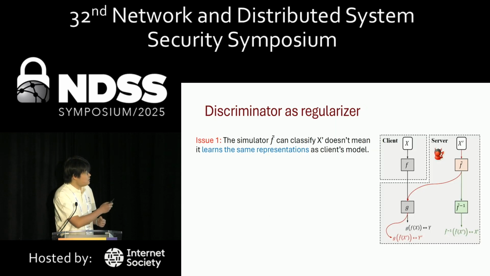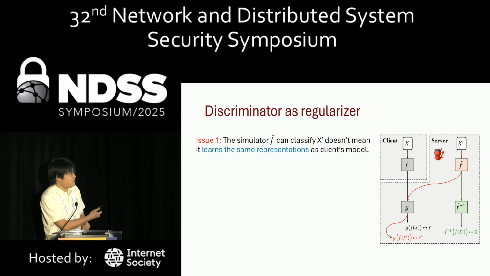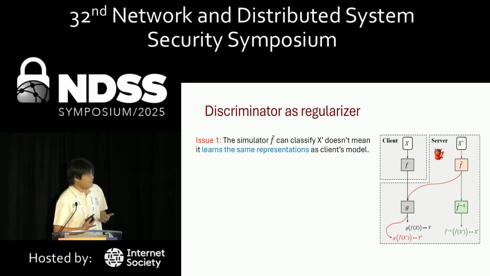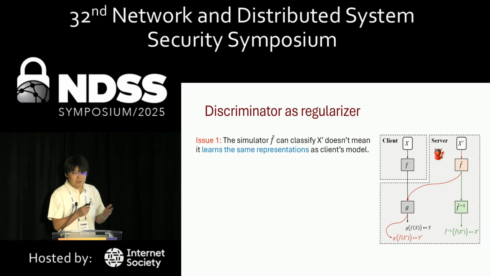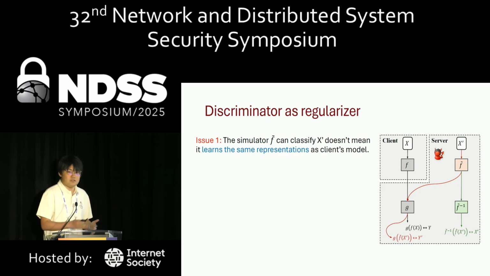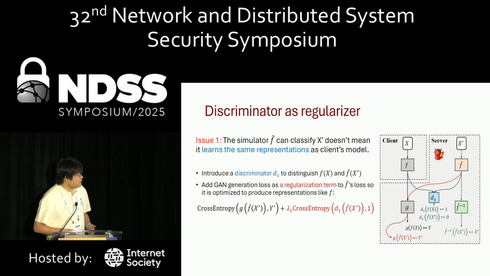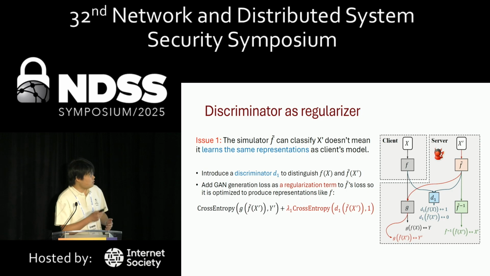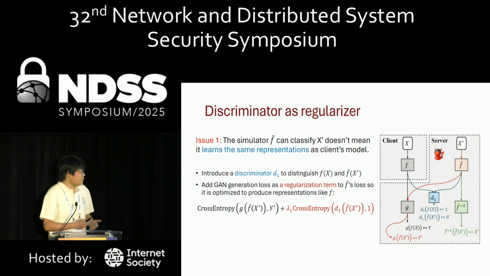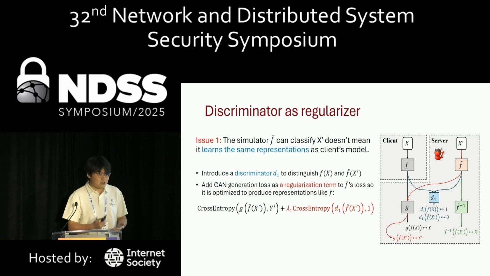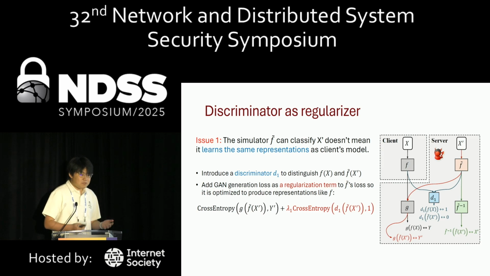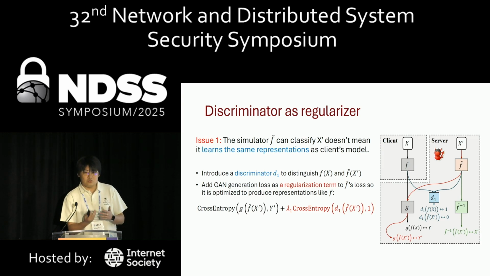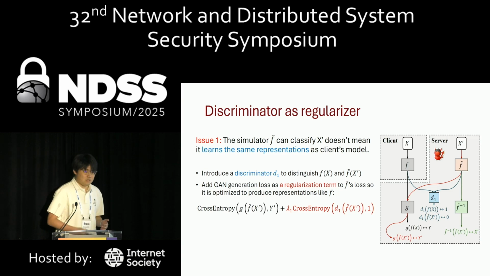So the first issue is that we want this simulator F to learn the same representations as F, not just to be able to classify together with G. However, we don't have access to the client's model F. What the server does have is a bunch of intermediate representations fx it observes over time during training. So we can introduce a discriminator, we call it D1 here, to distinguish the output of f and the output of tutor f. And then we can add a GAN generator loss as a regularization term when we train the simulator tutor f, so that it is optimized to produce representations that look similar to the client's output fx, at least to the discriminator.